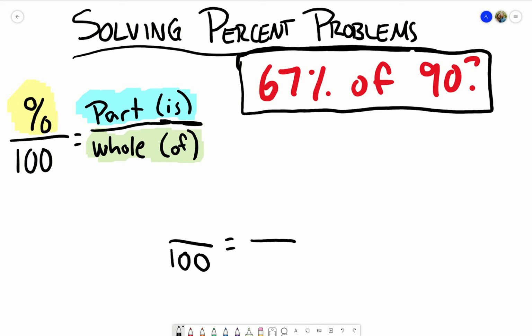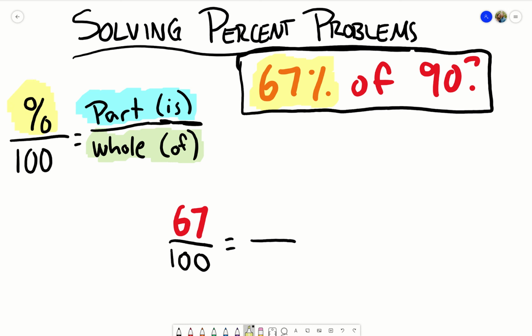100 is always there. Remember, percents are always out of 100. Okay, so we're going to be looking for these three values. And so you look at our sentence here, and you can see already one of our values has percent in it. If it has percent in it, that is the percent. That's what we're looking for. So we're going to fill in 67 as our percent, right? Percent goes above 100. Every time percent goes above 100.